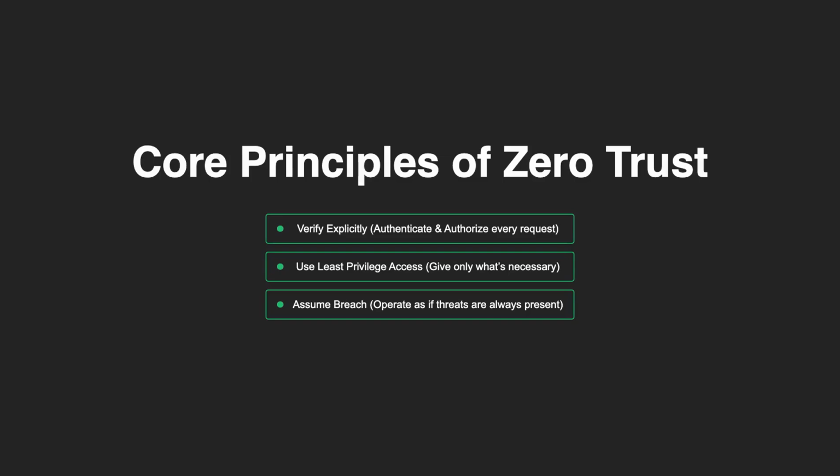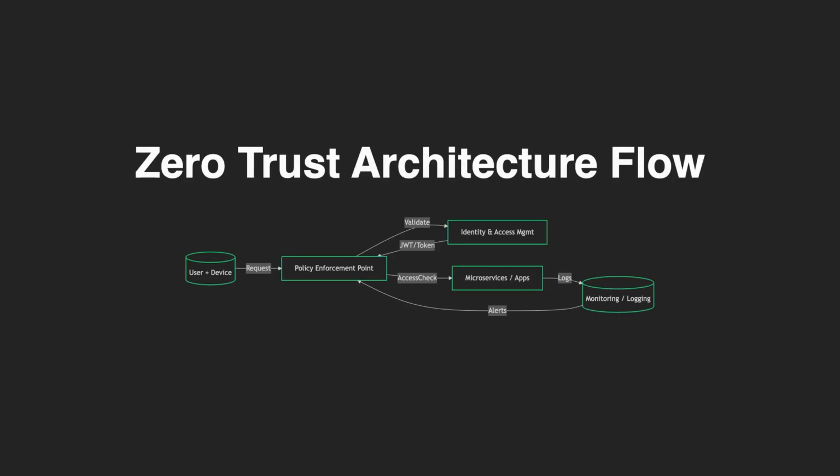Next, let's visualize how a zero-trust environment might look. Here's a simplified diagram. 1. A user and device send a request through a policy enforcement point or gateway. 2. That gateway consults an identity service to authenticate and authorize, maybe via a token or certificate. 3. If valid, the user can access the microservices or apps. 4. All actions are logged for real-time monitoring. This ensures every request is explicitly verified, not just once at login.